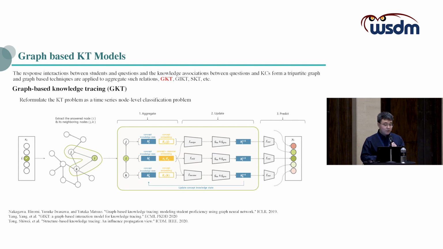This model reformulated the KT problem as a time series node-level classification problem. The first step is aggregating. Say there is a concept I, the aggregation will combine the knowledge state of the neighborhood, I and K, and itself. Then we use the update. Update will combine the graph structure and the embedding from the aggregating to update the hidden state. Then we get the HT to make the final prediction.